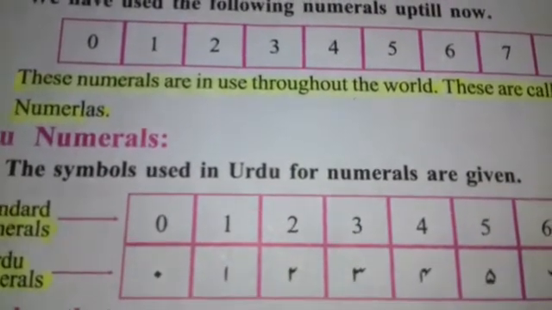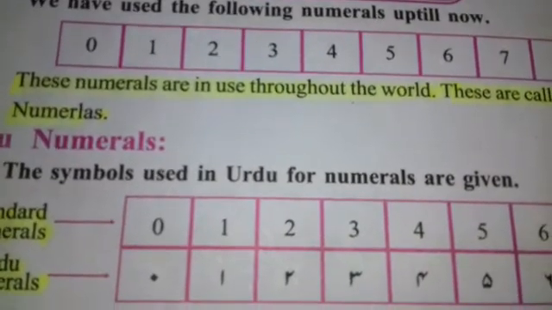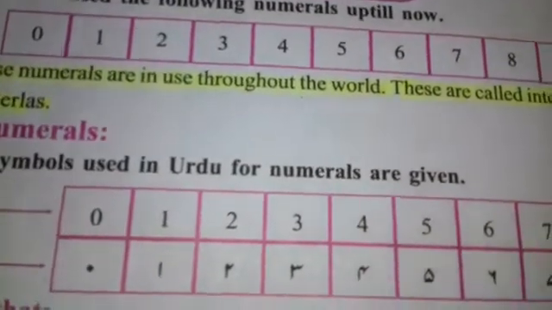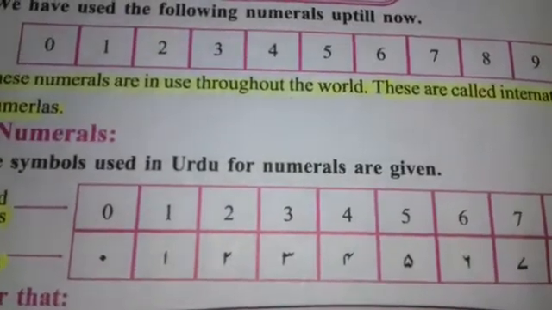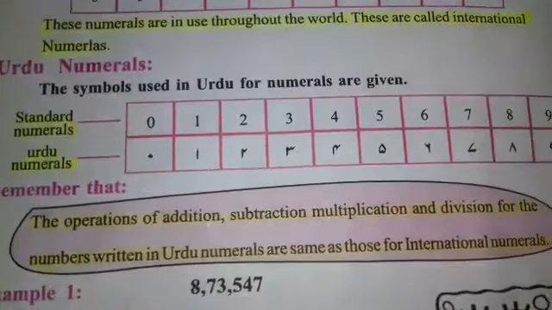So today we learned about Urdu numerals, and we learned that the numerals used throughout the world are called international numerals. For example, 0, 1, 2, 3, 4, 5, 6, 7, 8 and 9. And we also learned the symbols of Urdu numerals.